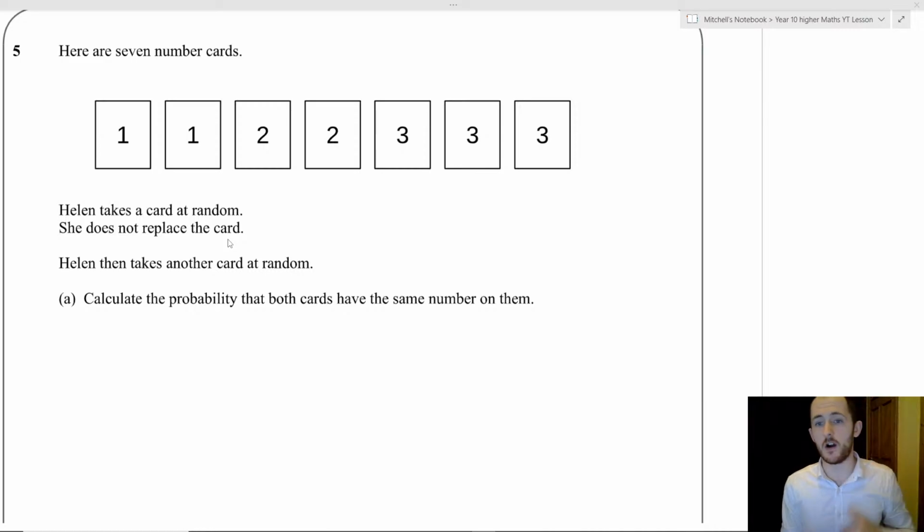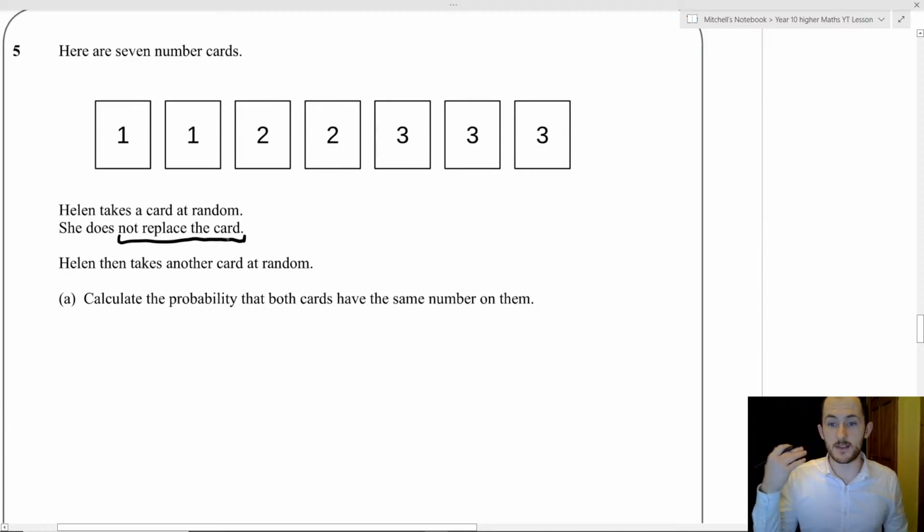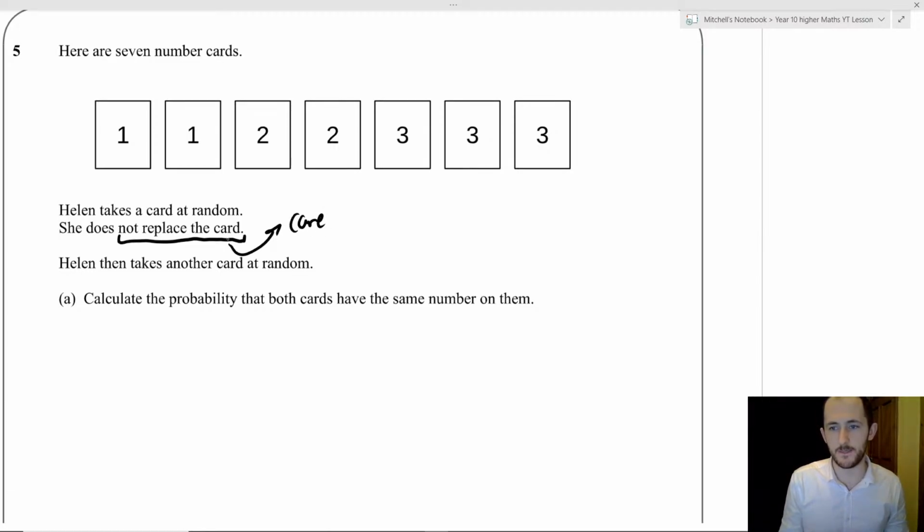So far, all of our questions have been like this. They don't replace, okay? Now, if they don't say that they replace it, then assume that they don't replace it. If they replace it, something different happens. So you need to be very careful that it says this, or that it doesn't say they replace them, okay? There's a question coming up, I'm pretty sure, where they replace it. The probabilities change slightly. Think about what would happen, okay?